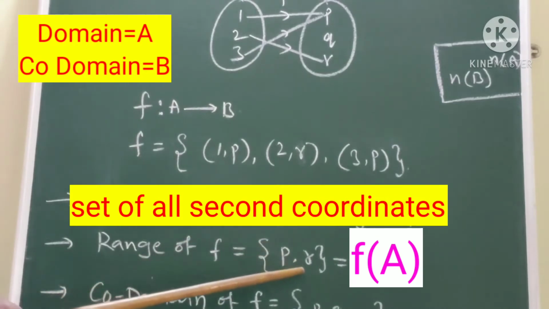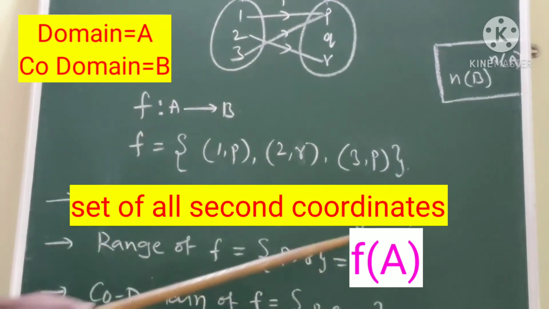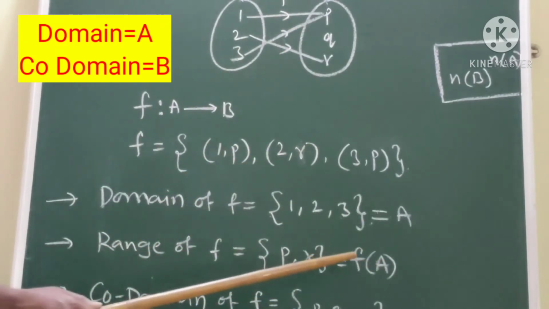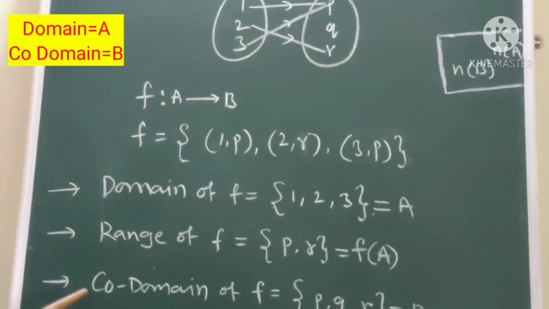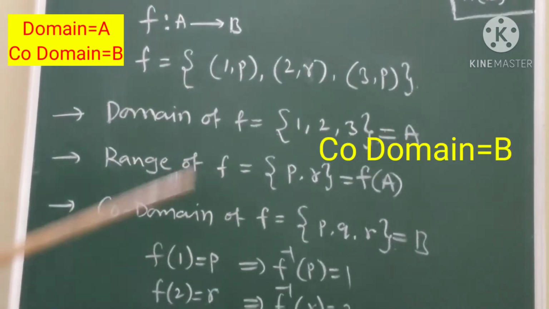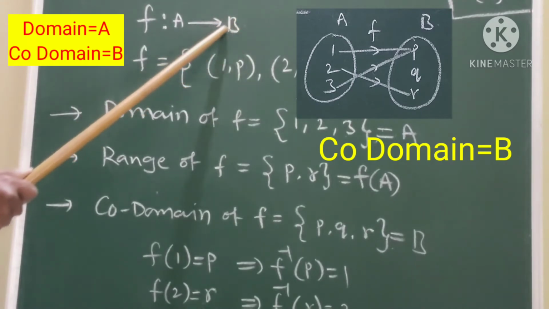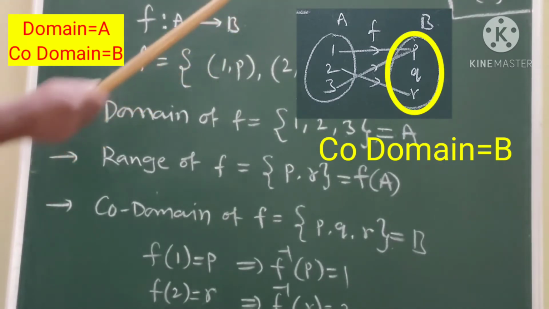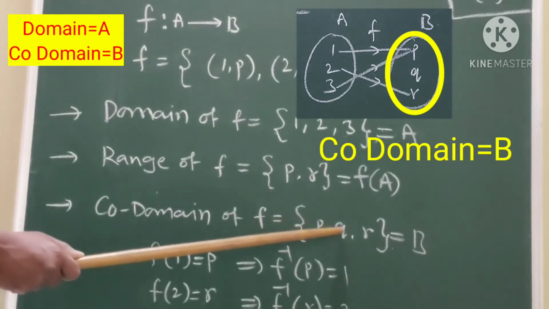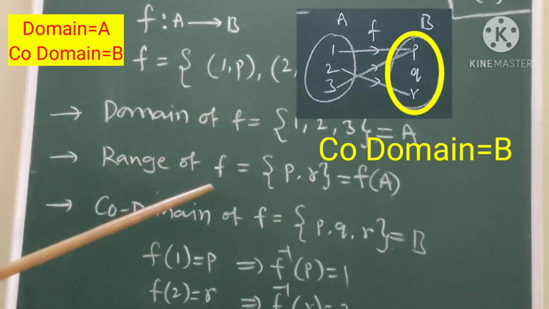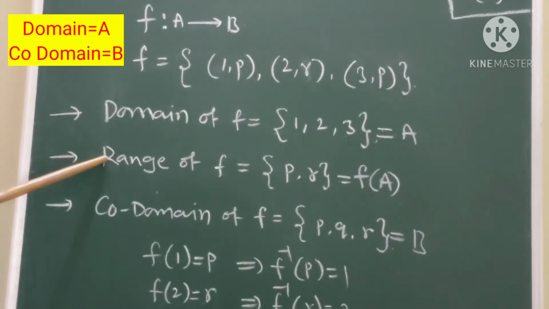Here the symbol of range is F of A. F means function, and set A means domain. That means F of A is called the range of F. Next, the codomain of F. In the function F that maps A to B, the second set, that means set B, is nothing but P, Q, R. That set of P, Q, R is called the codomain of function F. So this is nothing but domain, range, codomain.